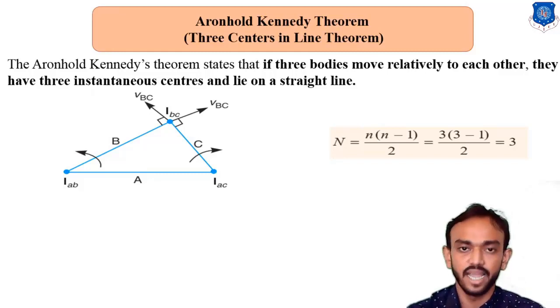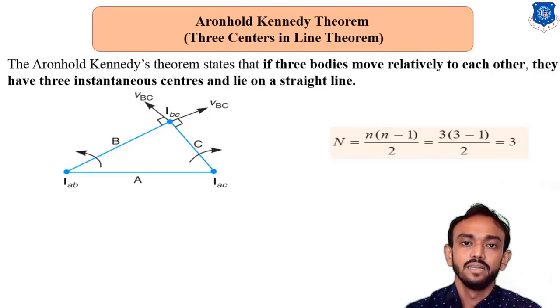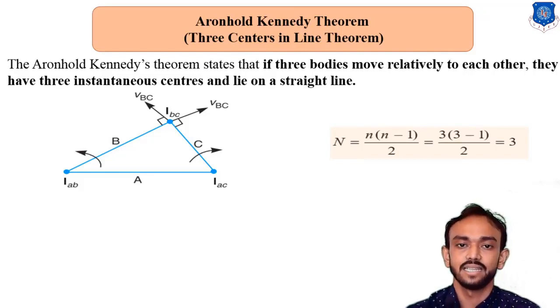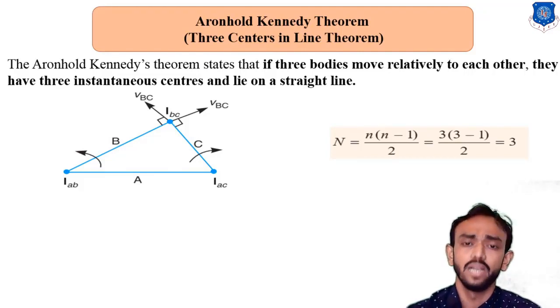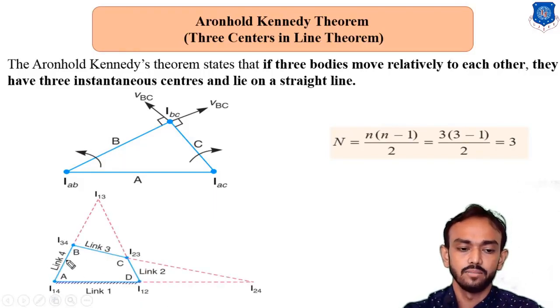This figure is saying that if three links are there and there is relative motion, the I centers will be on a straight line. In this case, three links are there, but they are not moving with respect to each other, they are fixed. That's why there are only two I centers on a straight line, because there is no relative motion.